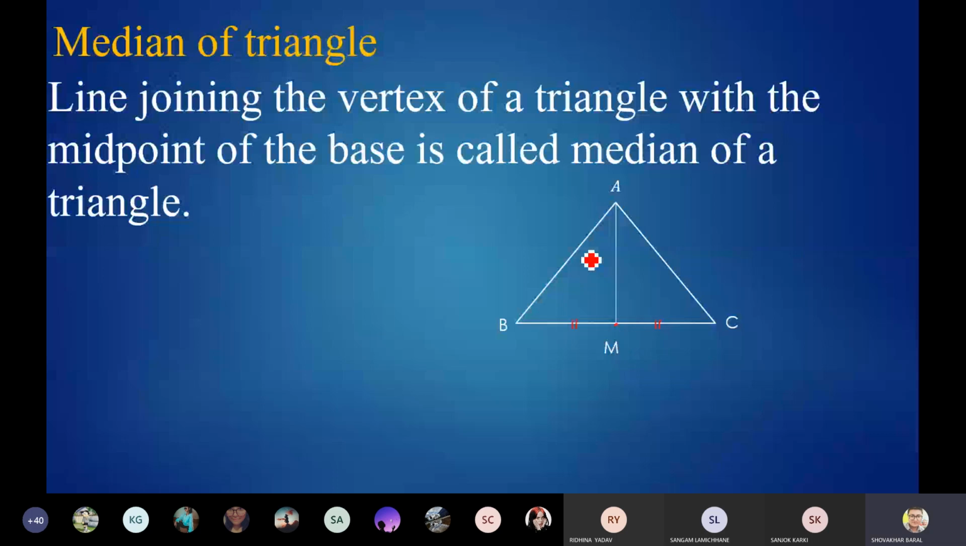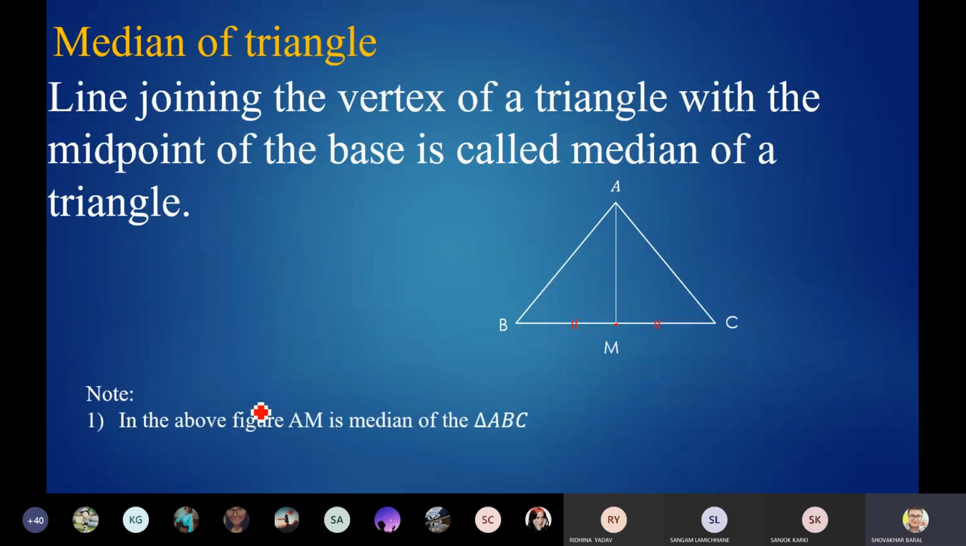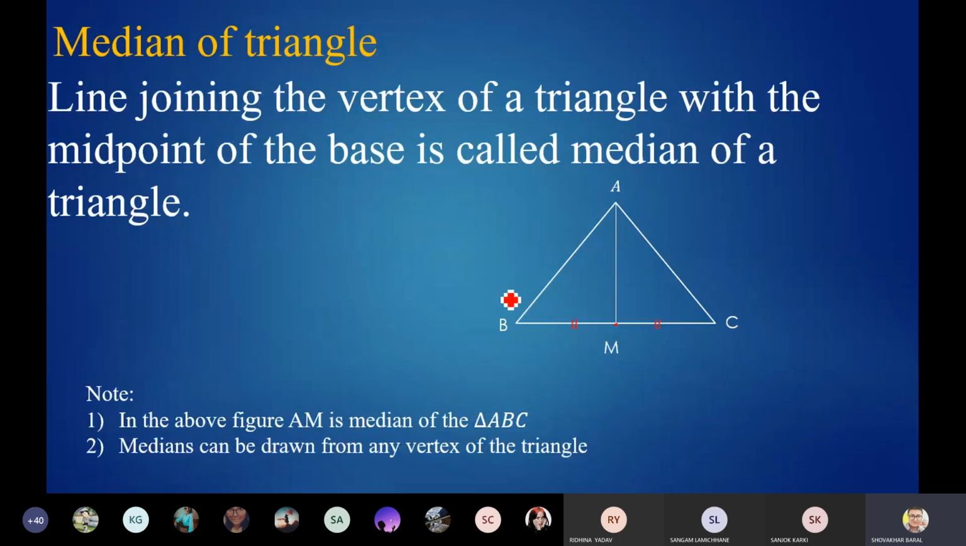The line joining the vertex of a triangle to the midpoint of the base is called the median. Remember it. Note in the above figure AM is the median of the triangle. Similarly, you can draw the median from B and C also. So medians can be drawn from any vertex of the triangle. Three medians can be drawn in every triangle. Every triangle's median must be from the vertex to the midpoint of the base.